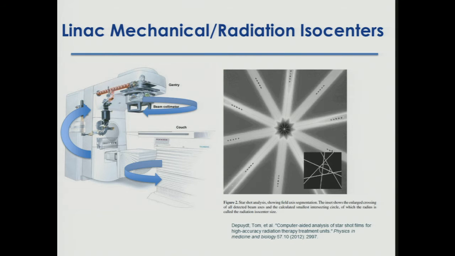Let's talk about mechanical accuracy mostly in this lecture. We've all done this. If you want to check the Linac mechanical radiation isocenters, we go in and we do our star shots. We do segmentation of our results, calculate the smallest intersecting circle, and the radius of that smallest intersecting circle we call the radiation isocenter size. Very straightforward. Although a lot of residents don't understand the smallest intersecting circle, so remember that.